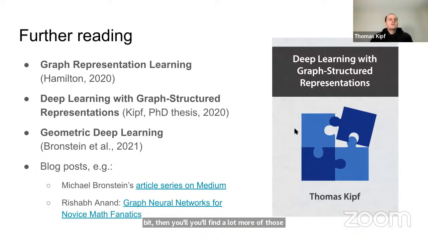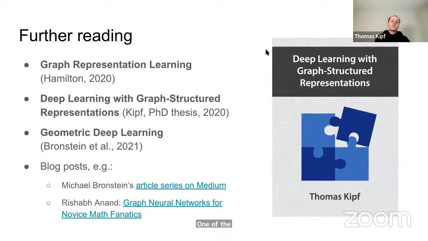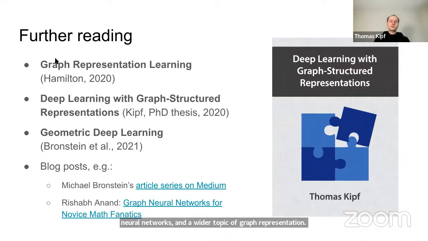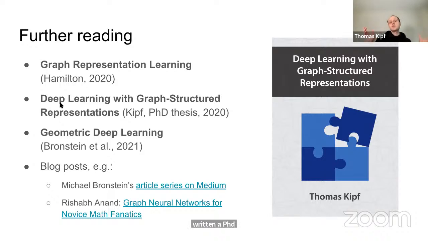Now, if you want to do further reading, there's a range of books on this topic. One of the first really well-written books on graph neural networks and a wider topic of graph representation learning I would recommend is this book called Graph Representation Learning from Bill Hamilton. I've also written a PhD thesis on this topic that I tried to keep in a very kind of instructional form, and this you can find for free online, and basically describes everything I had in my talk today. And this is something you can use as something to look up more about graph neural networks as well.